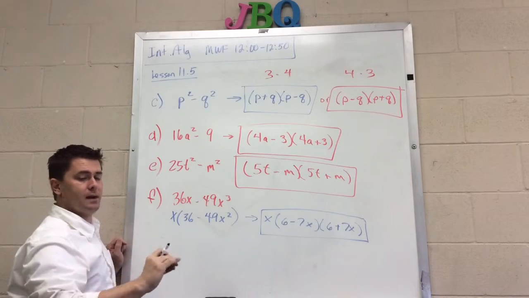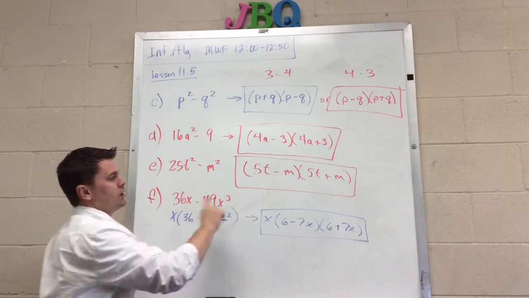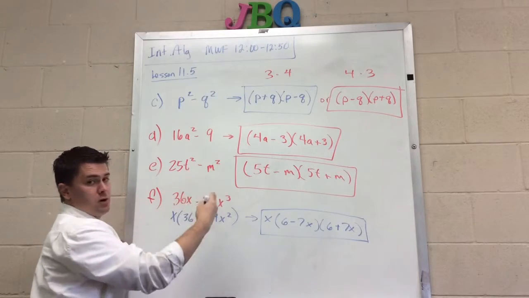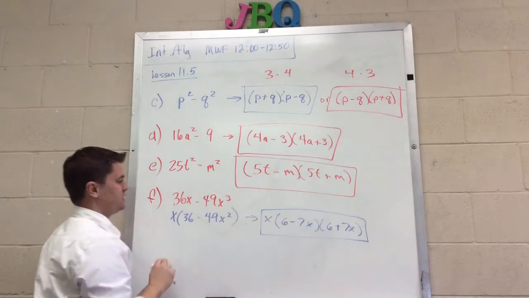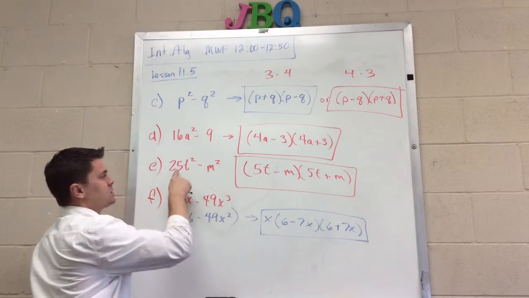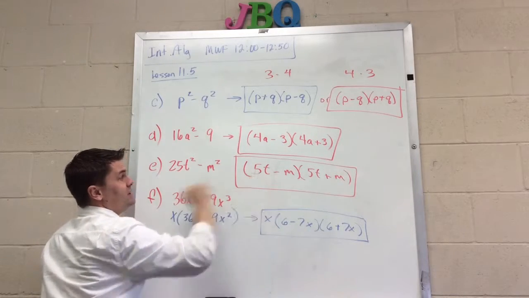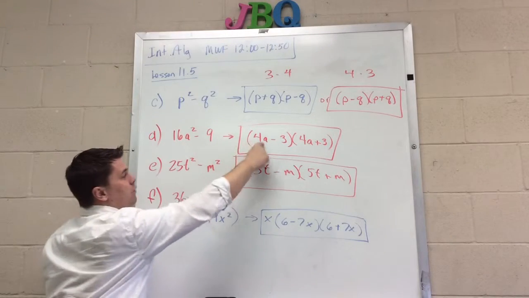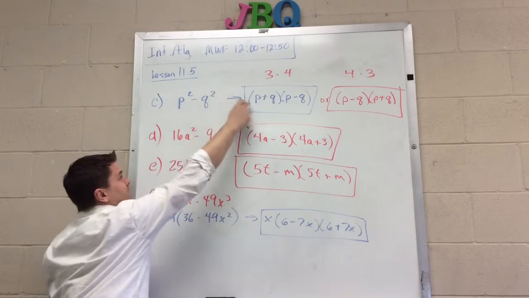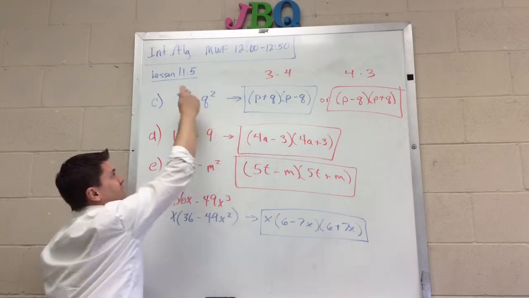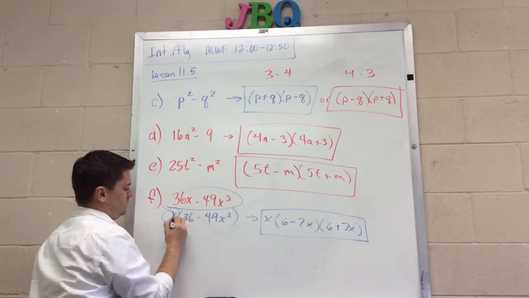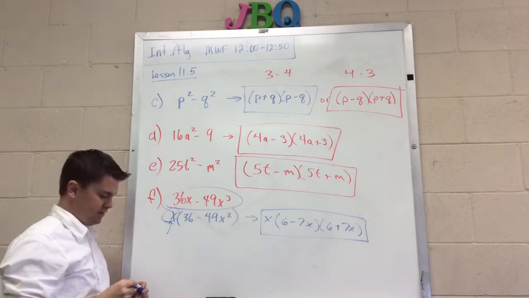Okay, so quick recap. Difference of two squares, you're going to have one minus, one plus. You're going to square root each term, and that's what goes in your parentheses. Square root of 36, 6. Square root of 25t squared, 5t. Square root of 9, 3. Square root of 16a squared, 4a. Square root of p squared, p. Square root of q squared, q. Difference, difference, difference, difference. Don't forget, if possible, factor out your GCF.